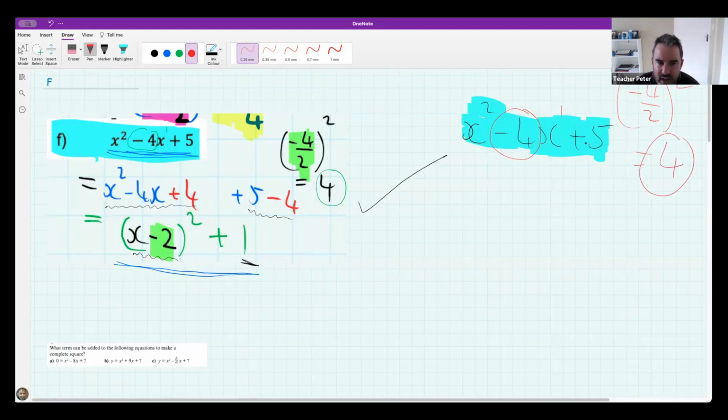Okay, but now if we're going to add 4 to an expression and we want it to stay the same, we need to take it away again. So all we're doing is the 5, I move to the end. It's always there. But now what I'm doing is I'm adding 4, and I'm taking 4 away again. So now I've got this bit over here, x squared minus 4x plus 4, which is going to be gobbled up into something. And then what is 5 minus 4? It's just plus 1.